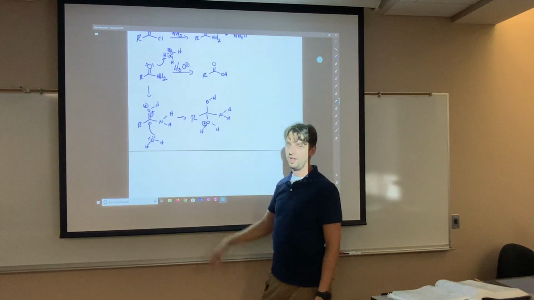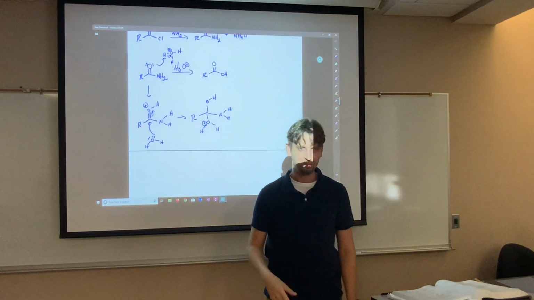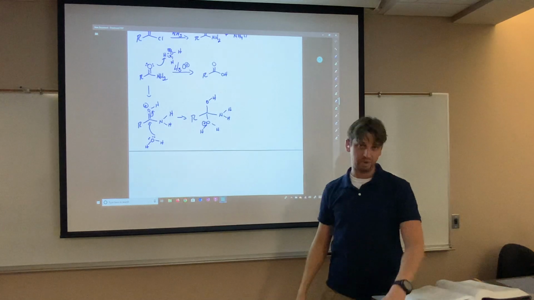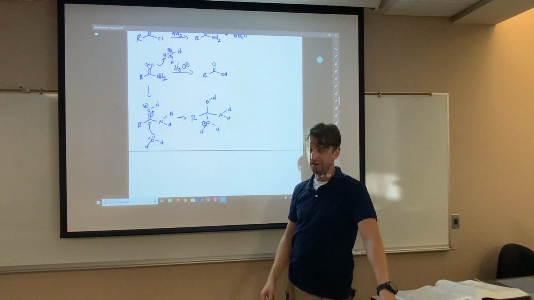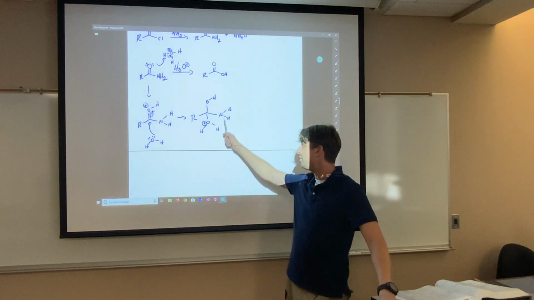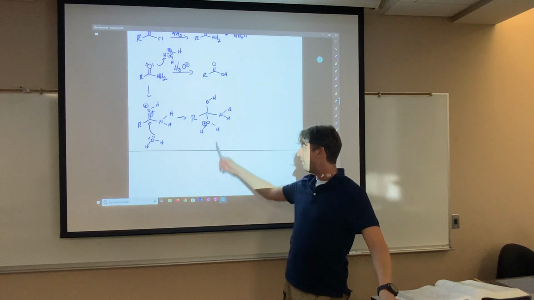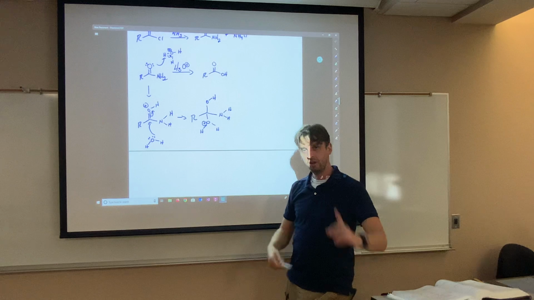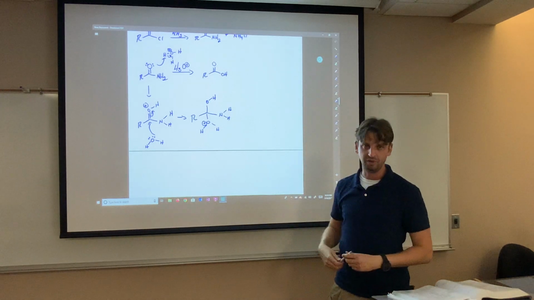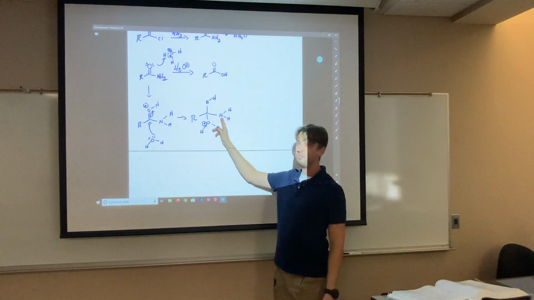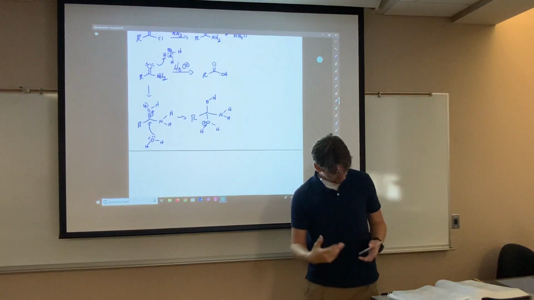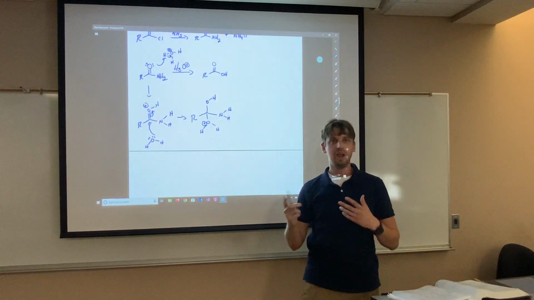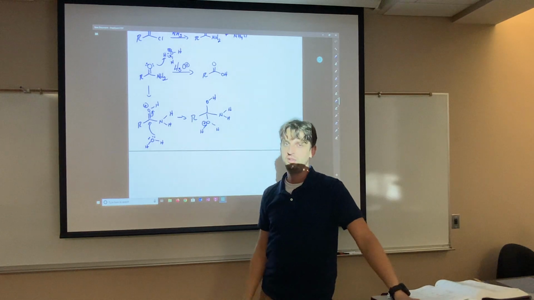If I just kick it off now, I kick off N minus, an extremely powerful base. Not going to happen, right? Not going to happen under acidic conditions. So we have to turn this into a good leaving group, and we have to take care of this here. So we end up doing a proton shuffle here, essentially. This is going to pick up a proton, this is going to lose a proton. These happen in separate steps, okay?